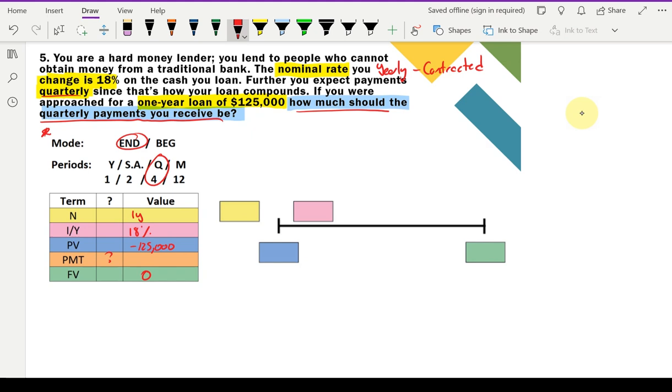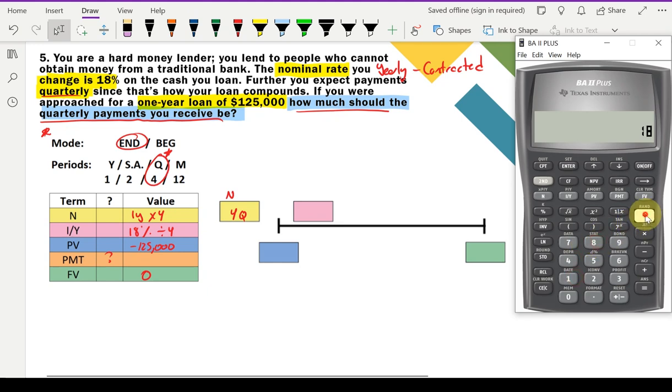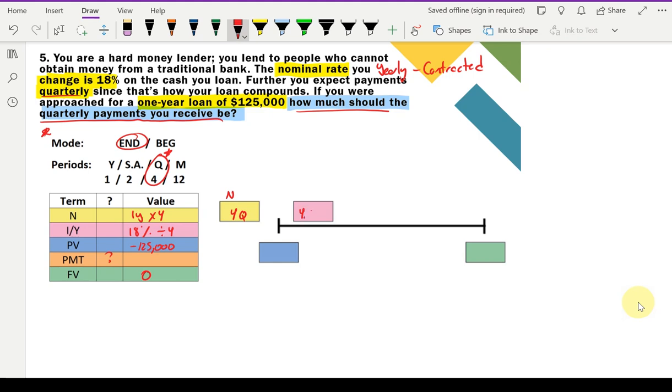So now this is where this part comes in. Periods. How many quarterly periods in 1 year? We have to multiply by 4. So that gives us 4 quarterly periods. The interest rate is 18%. Now here we're going to divide by 4, 18 divided by 4, and that's going to give us the interest per quarter, 4.5%. The present value is the negative $125,000 we're loaning out. We want them to pay us down to 0. So it's asking how much do we need to be paid back every quarter?